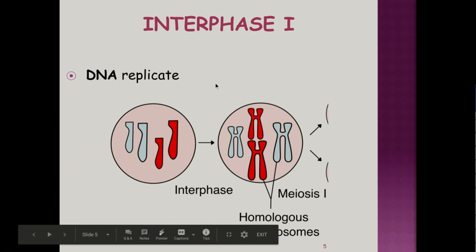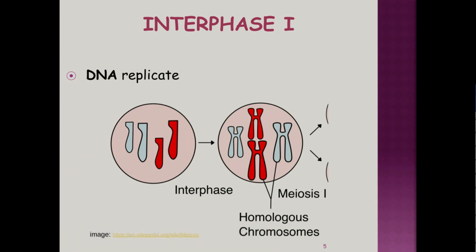Okay, so let's go through all of that in steps. Interphase 1, just like before mitosis, the DNA is going to replicate. That's during S phase. Remember, you have G1, where normal cell processes take place. You have S, where you have DNA replication, and then G2, where the number of organelles pretty much doubles.